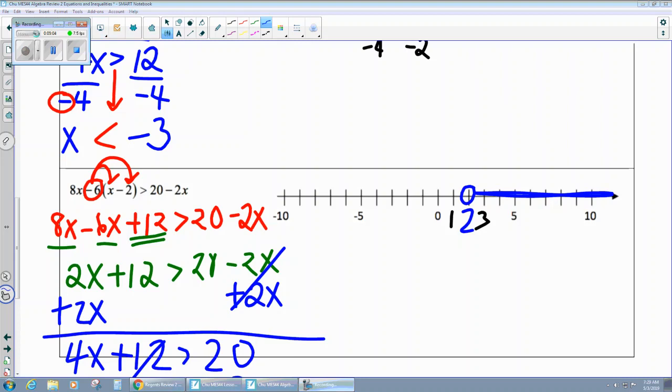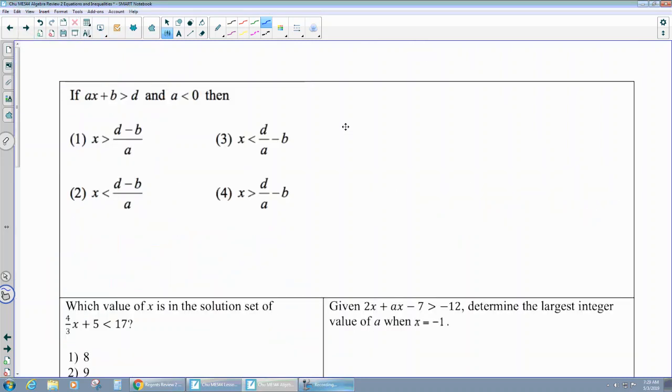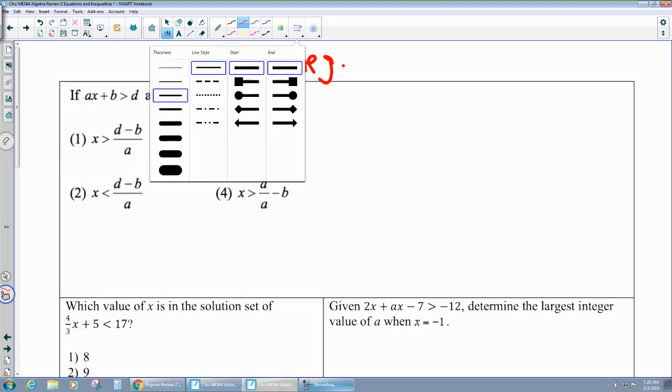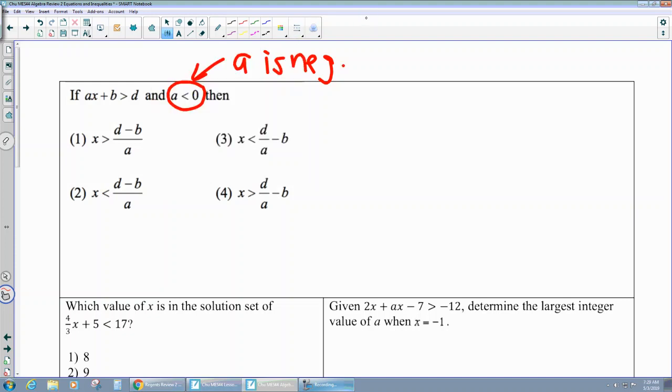Okay, we're almost there. Last page. So this is an inequality involving variables, and let's see if we can solve it. Right here is a very important part. The problem says ax plus b is greater than d, and a is less than 0. That tells you that a is negative. If it's less than 0, it must be a negative number. Okay, so let's see what we can do with that information.